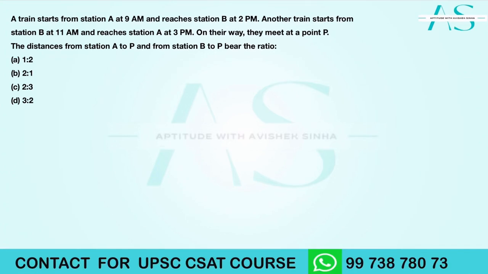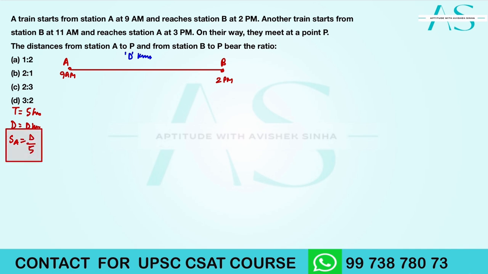A train starts from station A at 9 a.m. and it reaches station B at 2 p.m. Okay, let's say this whole distance is d kilometers. So for the train starting from A, can I say that this train takes a time of 9 to 2, which is 5 hours, to cover a distance of d kilometers. Therefore the speed of this train is d by 5.